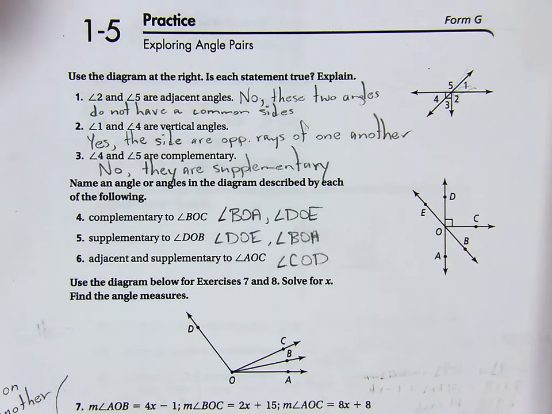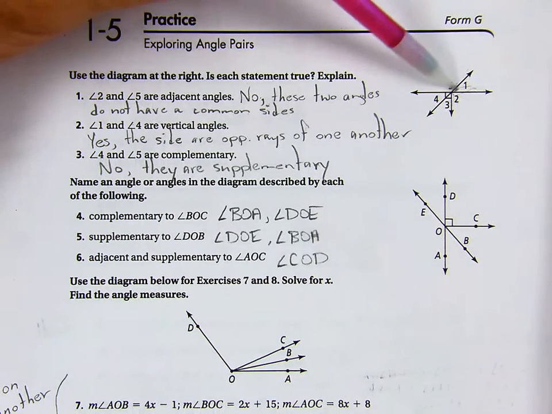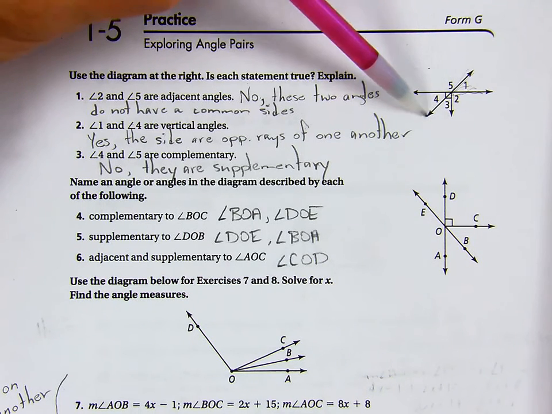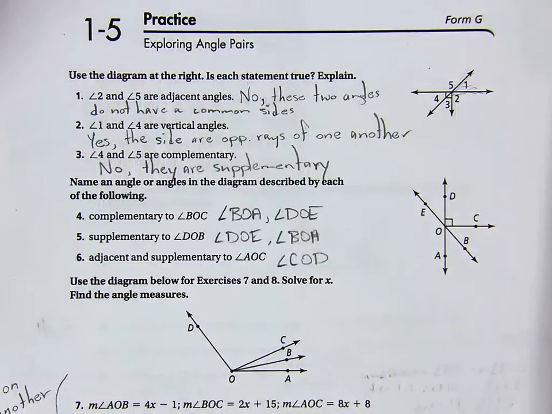Next, angle 1 and 4 are vertical angles. The answer would be yes. The sides are opposite rays of one another. Here's angle 1. Its sides are here and here. Angle 4 sides are here and here, which are opposite rays to the ones of angle 1.